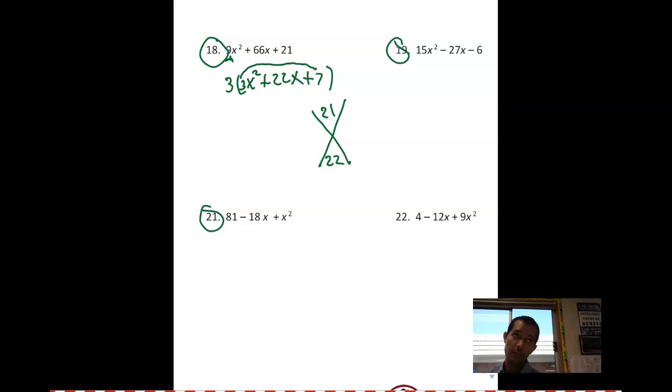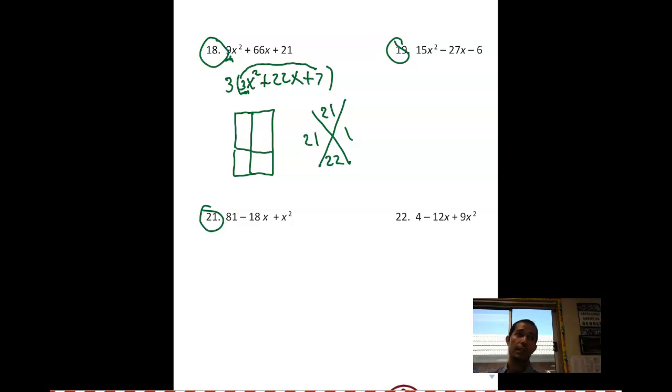Okay. So now I'm thinking, what are 2 numbers that multiply to 21, but also add up to 22? That would be 21 and 1 in this case. Okay. Now, what's the answer? It's not just x plus 21 times x plus 1. That's not the answer. Because we have a 3 in the front, we have to automatically draw the box. So now we draw the box.